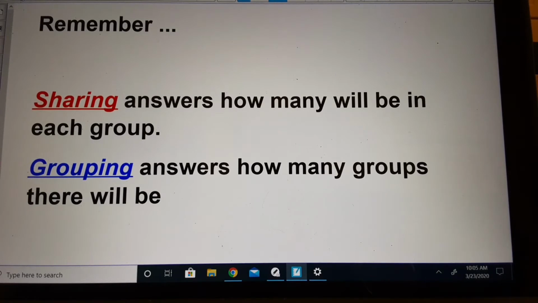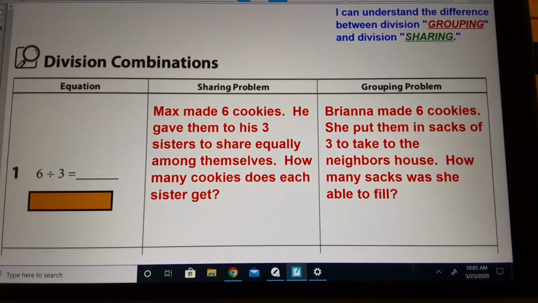You might want to take a picture of this or copy it down, or if you copied it down from the last video lesson, have it on hand, because we're going to be talking a lot about sharing and grouping today. And it can get confusing to remember which is which. Let's remember that sharing answers how many will be in each group, and grouping answers how many groups there will be. So here's a couple of situations with some pretty easy division.